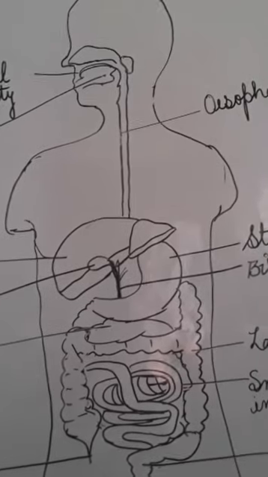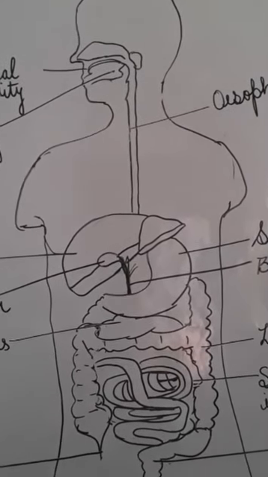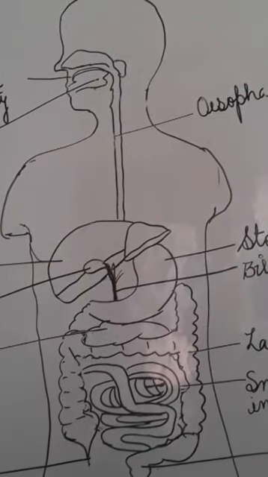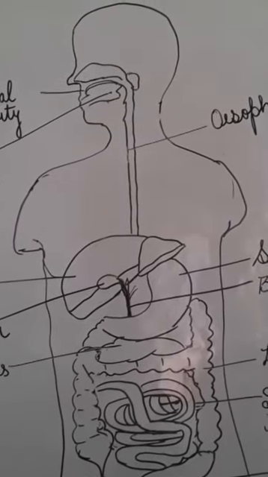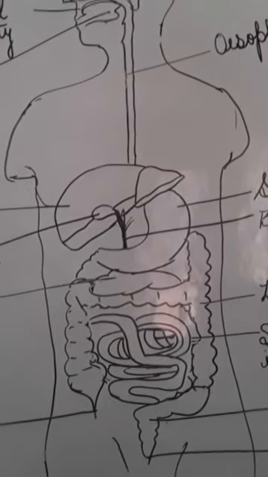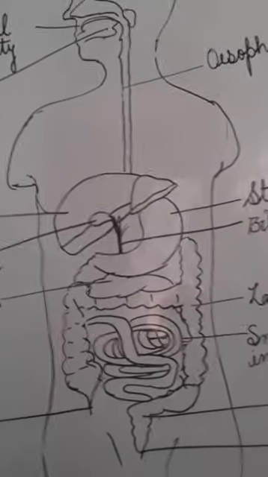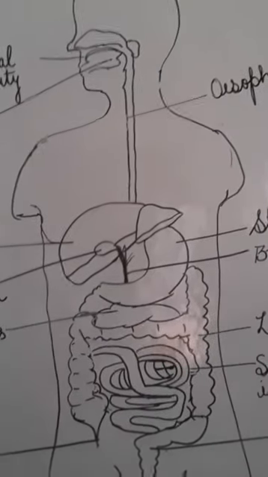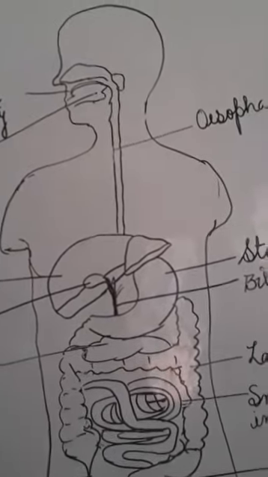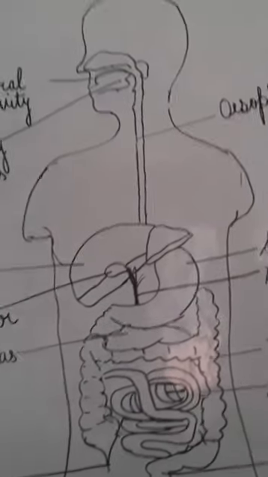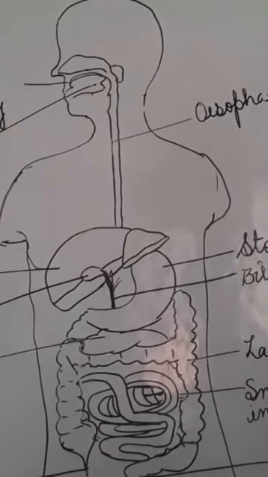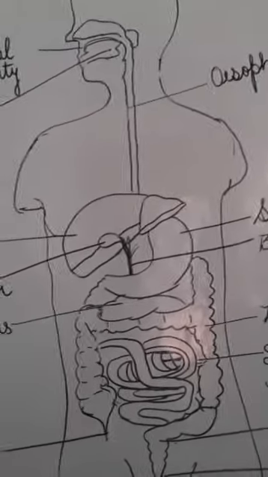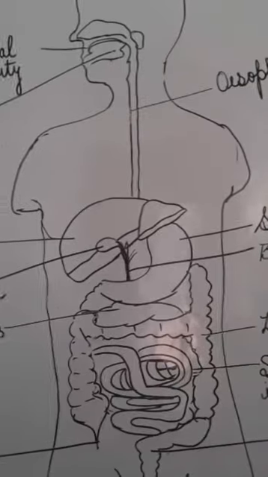The digestive system is made up of different organs, and these organs break down the food that we eat, because the food we eat is in complex form. In our digestive system, this food is broken down into simpler molecules, and it comprises the following parts. What are these? The alimentary canal, and second, the digestive glands.